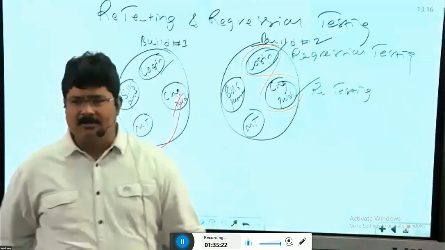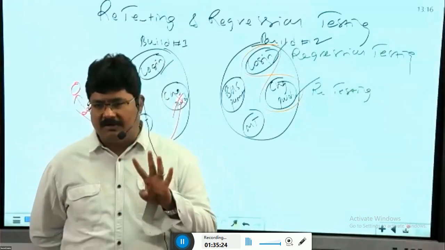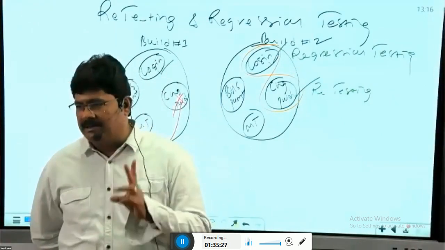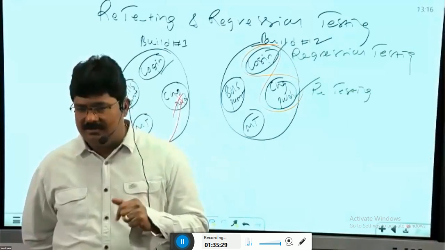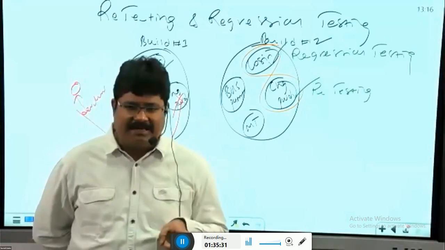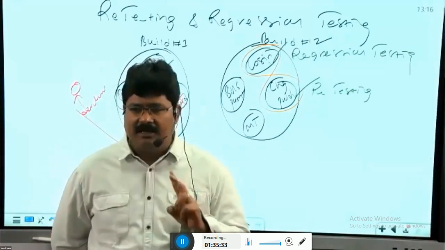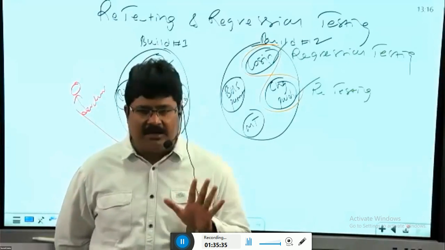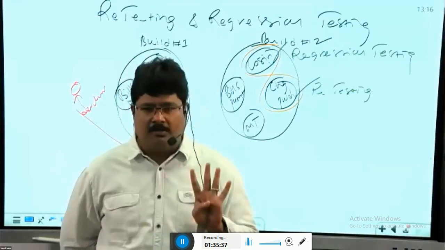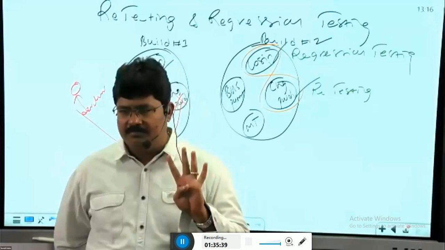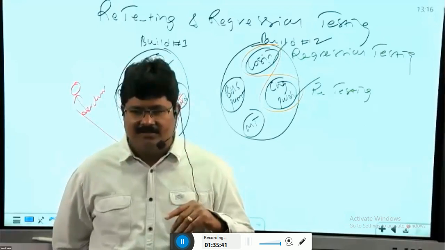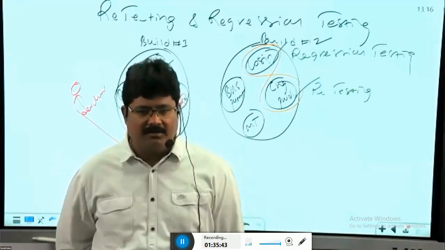Right. So these 6 types of testing: smoke testing, sanity testing, formal testing, ad hoc testing, retesting, and regression testing. I hope you are able to demonstrate these 6. Try. You have to demonstrate this.